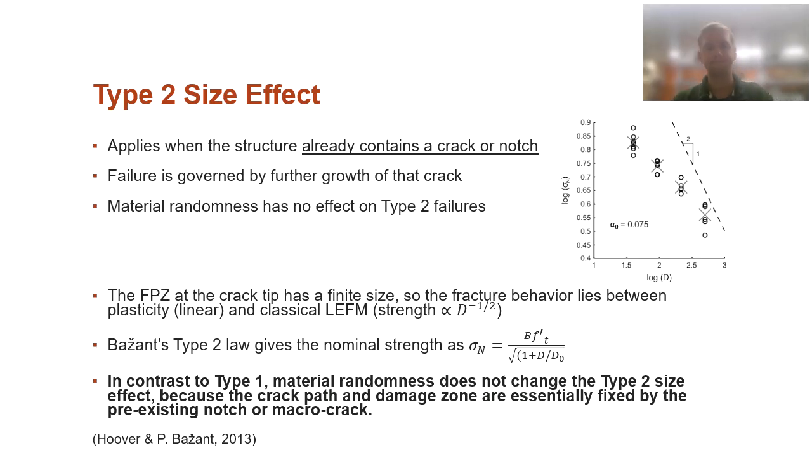Yeah, so essentially the big difference between type 1 and type 2: type 1 has no existing notch or crack, so material randomness can play a role in it. Type 2, there is an existing crack, so we isolate that, and fracture is completely governed by the crack path and the fracture process zone. So we're kind of isolating it, and we'll see that in further iterations of this equation, we're focusing on this type 2 right here because we're able to isolate the effects of the fracture process zone. It's important to note.